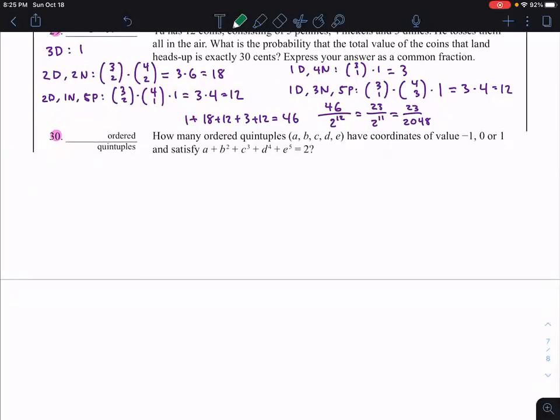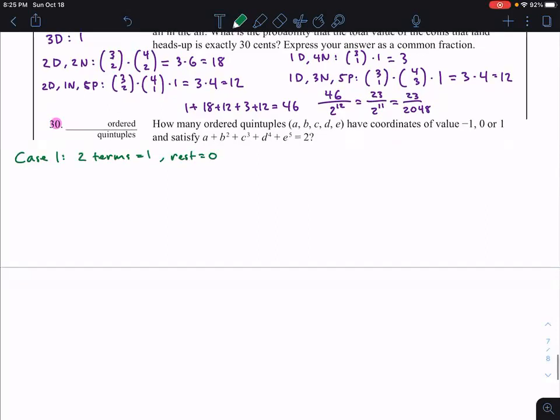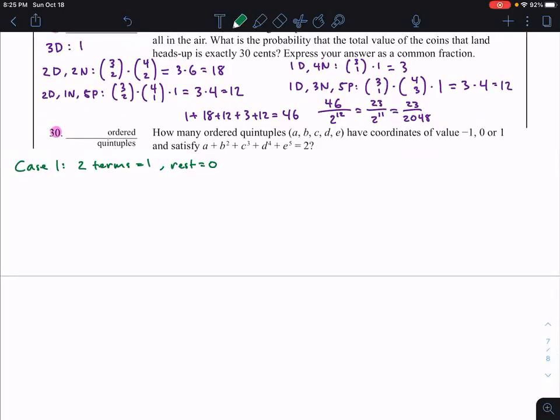Okay, we're going to start with our first case, case 1. For this case, basically you have 2 terms among A, B, C, D, or E equal to 1, and the rest are 0. For this case, you can split it up into more subcases.